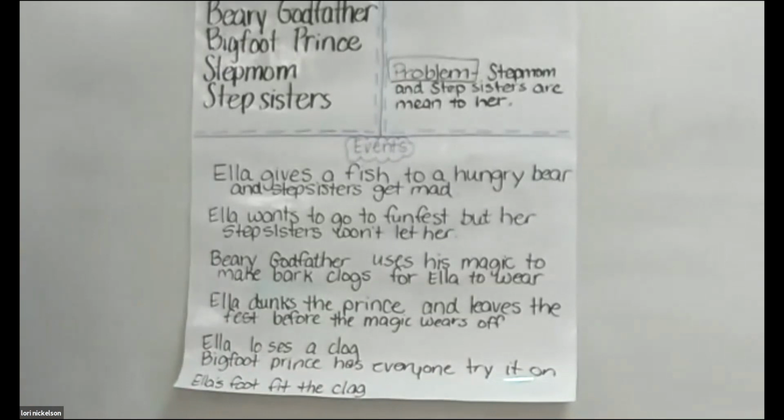Right? Okay. So our characters: we have Ella, the Barry godfather, Bigfoot Prince, stepmom and stepsisters. Our setting is the forest. Our problem is stepmom and stepsisters are mean to her. The events in the story show where Ella gives a fish to a hungry bear. The stepsisters get mad with her, and then they put flowers all in her fur. Ella wants to go to the fun fest, but her stepsisters won't let her. They just keep giving her things to do.